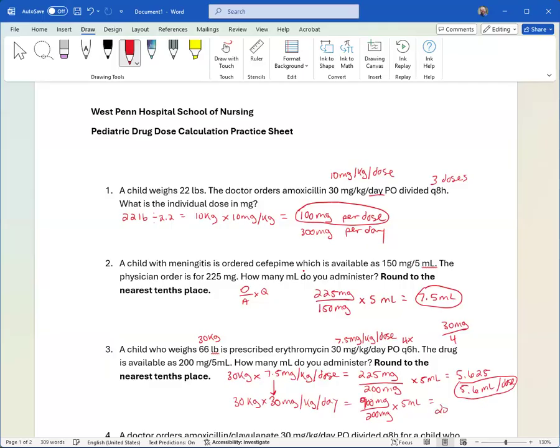So this would be 22.5 ml, and that would be per day. So there could be two answers. I think it's the per dose answer, though.